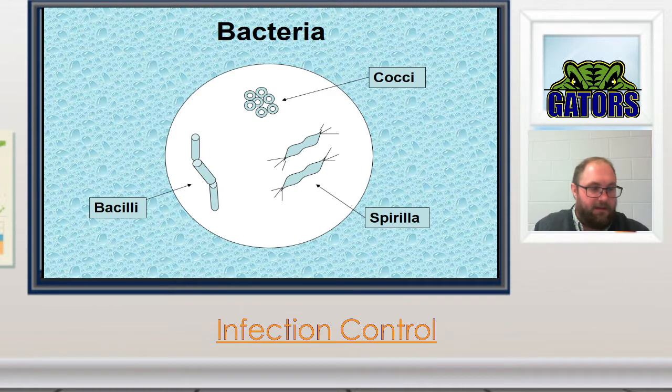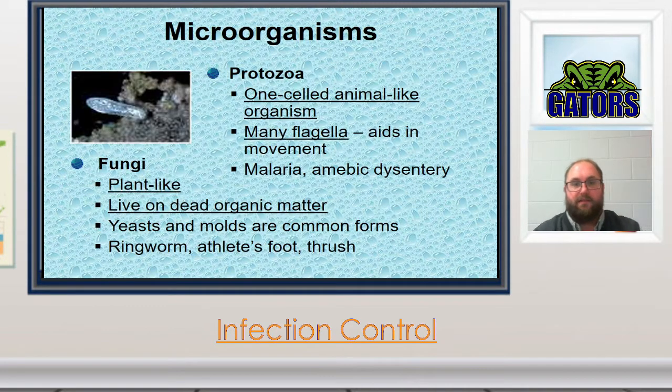All right, so next up we've got two other microorganisms. We have protozoa and fungus. Protozoa are one-celled animal-like organisms. They're not like bacteria. They don't like to grow in groups, and they like to move and be independent. They have many flagella, which aids them in their movement inside of fluids and liquids. Protozoa are what cause malaria and amoebic dysentery. I'm going to have a video that's going to explain what malaria is and how it harms human beings.